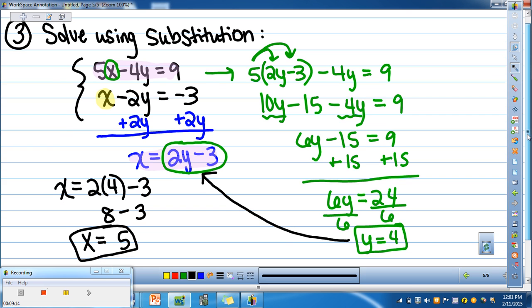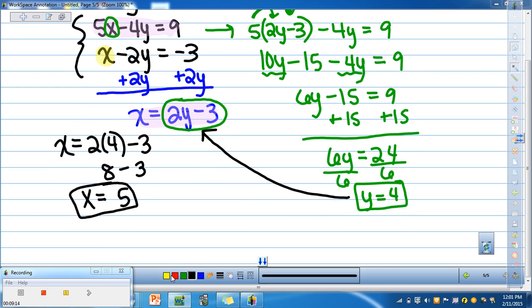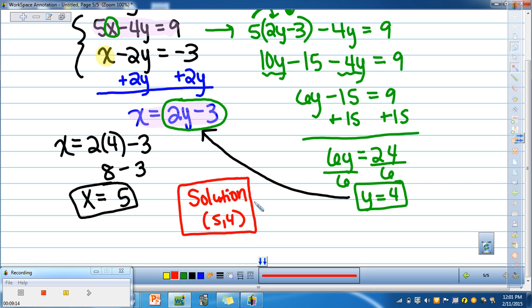We're going to list our solution all together as an ordered pair, 5, 4. And when you get your solutions, you can always check your work, doing like what we did in the very first problem, plugging these into both equations to see if it makes both of them true.